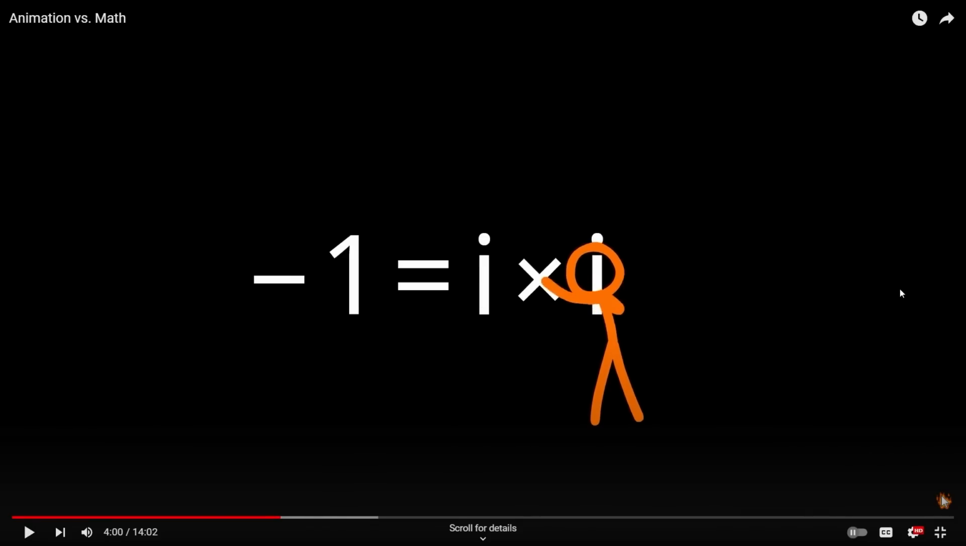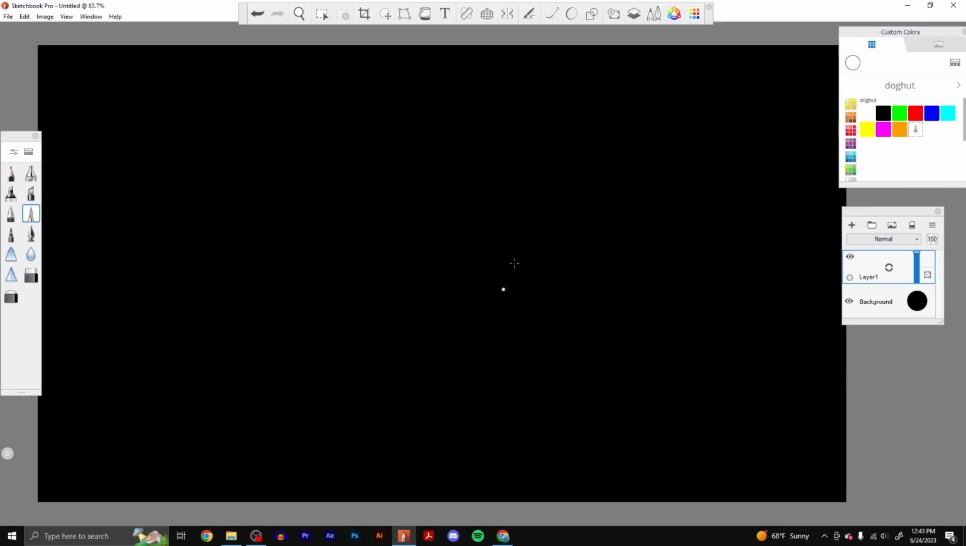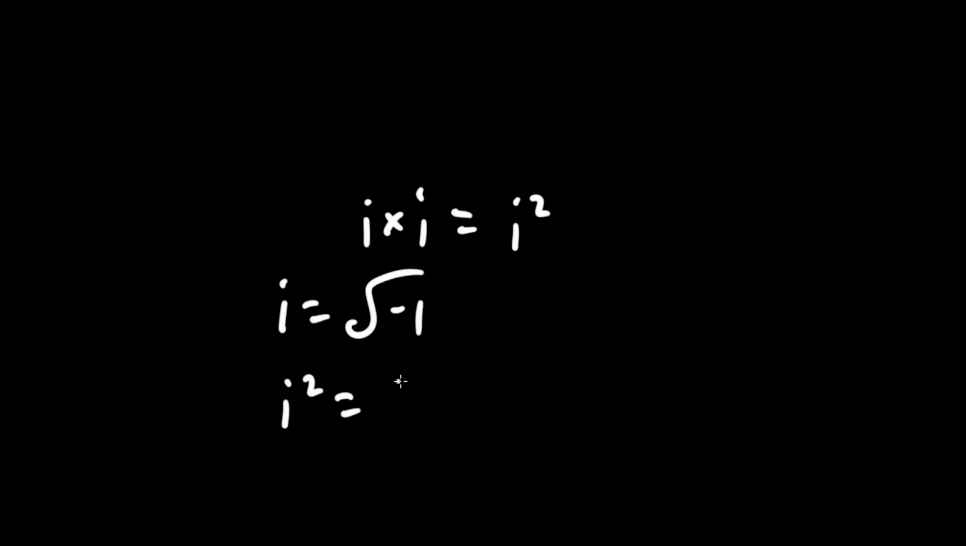i times i equals -1. This also makes sense because i times i happens to equal i squared. And this is just a property with anything. If you have x times x, this is going to equal x squared. That's just a basic math property. Recall that i equals square root of -1. So i squared is going to give us square root of -1 squared. The squared and the square root are going to cancel out, and that's going to give us -1.